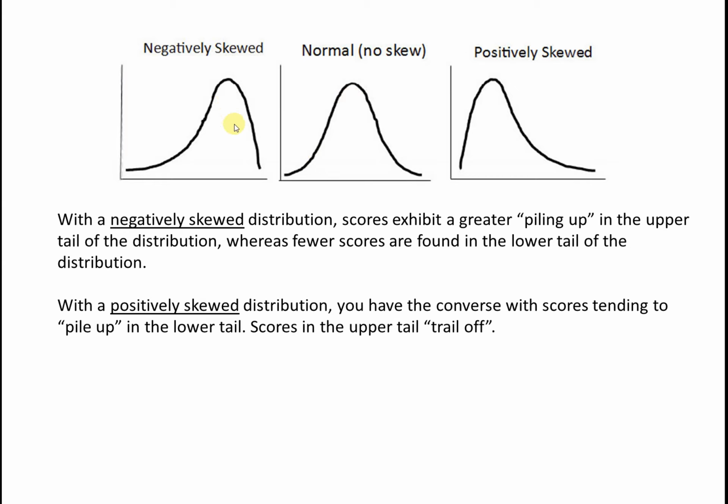If we have a negative skew, that means that proportionally more scores are falling in the upper tail of the distribution, and you have a trailing off of scores at the lower tail. So there are fewer scores falling in the lower extreme, but you have a piling up of scores in the upper. So this is the negative skew. With positive skewed data, most of the scores are piling up on the low end of the values on your variable, and you have a trailing off in terms of the higher values on your variable. So in this case, this would be positive skew here.